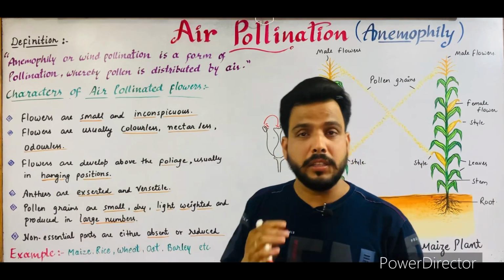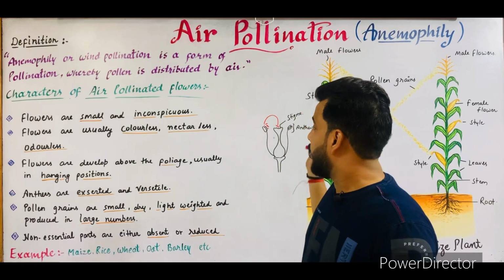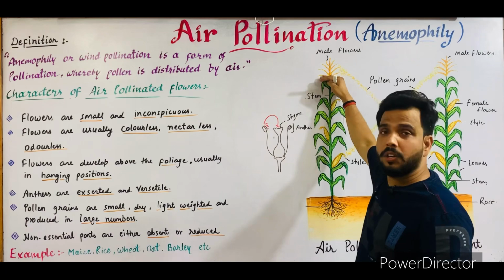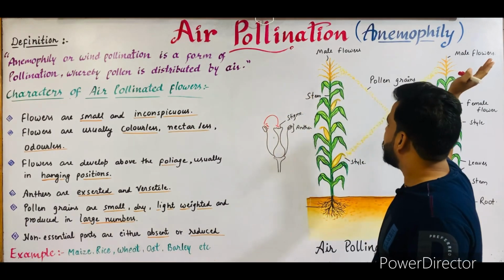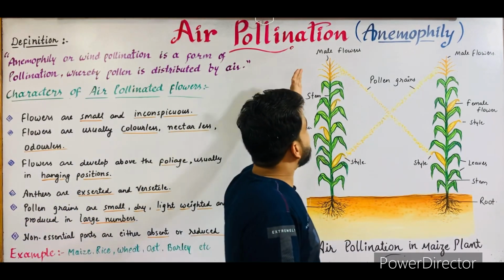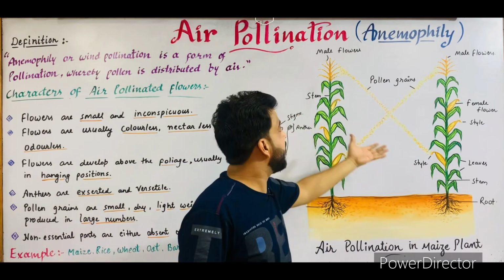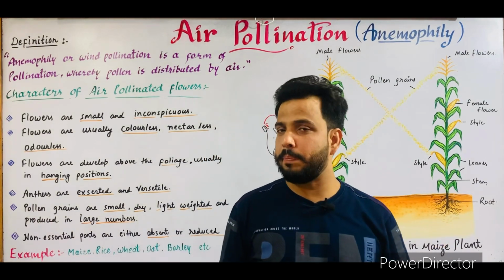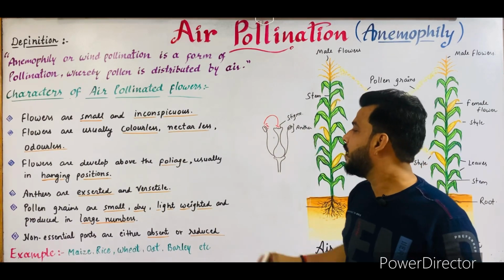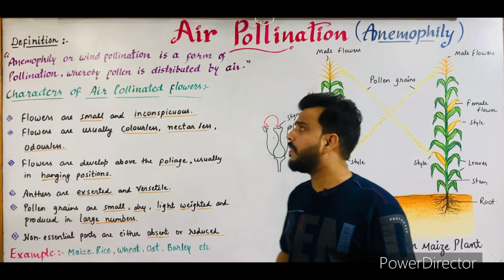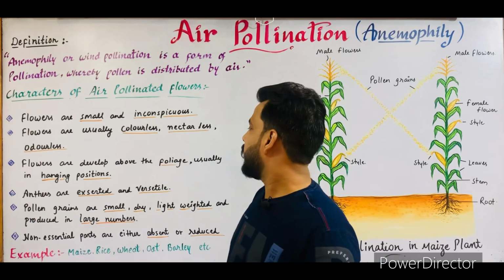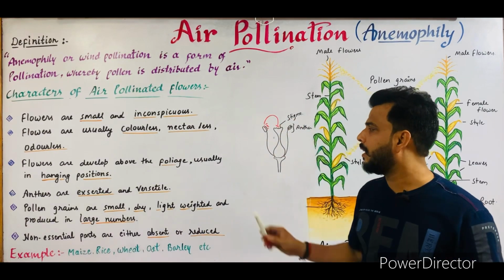Why does the male flower usually develop above the leaves? Because the pollination takes place with the help of air, and at the apex of the plant air can be easily available for the male flowers, and the pollen grains can be carried easily with the help of air in this position. So the flowers are usually present at the apex of the plant, or you can say above the foliage, usually in a hanging position, so that they can get the air easily. Next point is: the anthers are exerted and versatile.